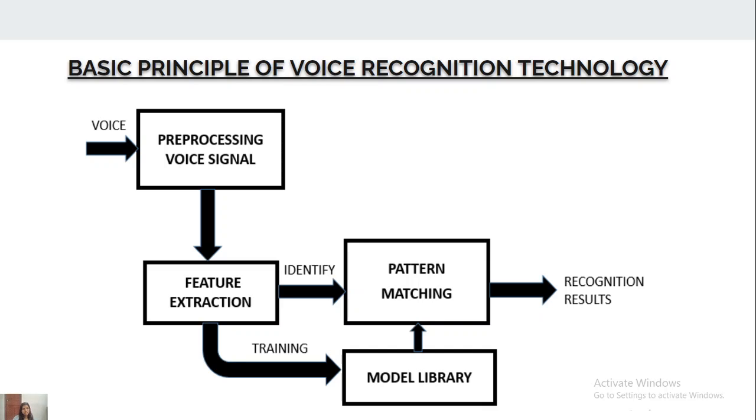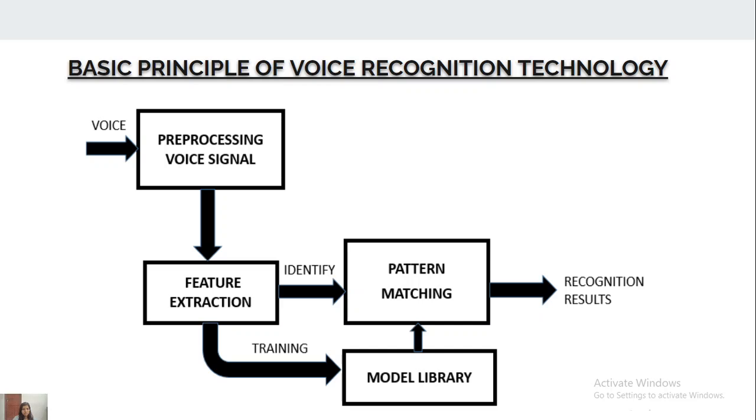Now, let's see the basic principle of voice recognition technology. This is the block diagram of a simple speech recognition system. The first stage is to record the speech signal from the user and pre-process the signal. Here, in pre-processing, we aim to suppress the noise and other channel effects. Next is feature extraction, where the features are extracted from the input speech signal.